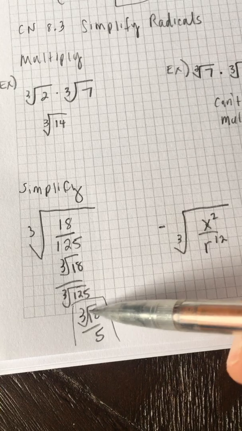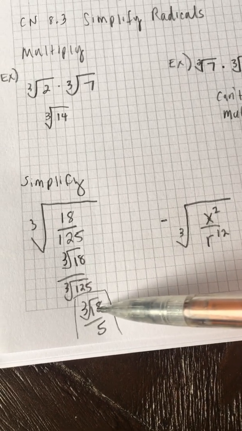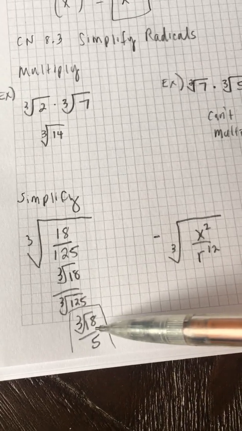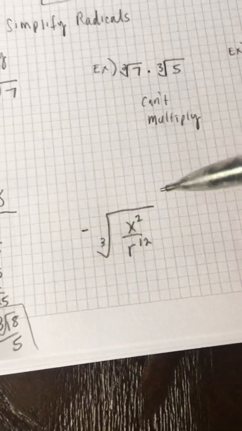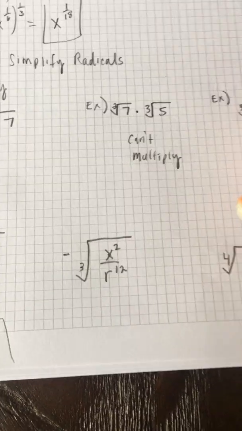And the radicand can't be a fraction. 18 is not a fraction. And we checked to see if there was a perfect cube that went into 18. Variables run a little different.